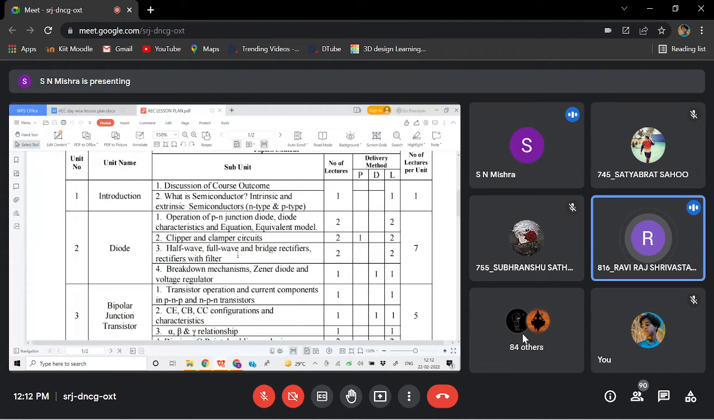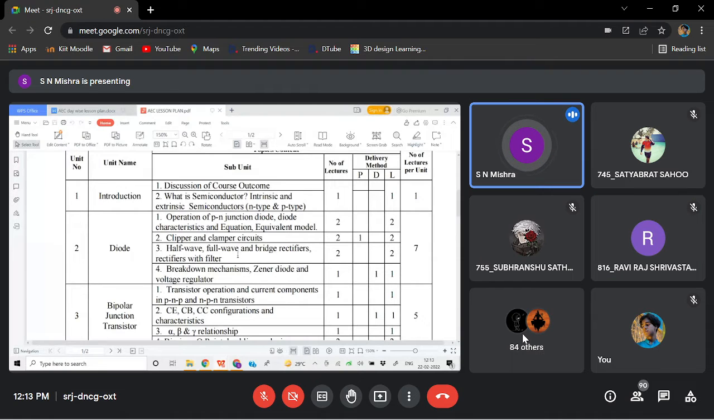Inductance, conductance, inductor, resistance, conductance, resistance. Conductance is not there. Conductance means the conductor. Inductor, capacitor, resistor, voltage source, current source, transformer. Yes or no?